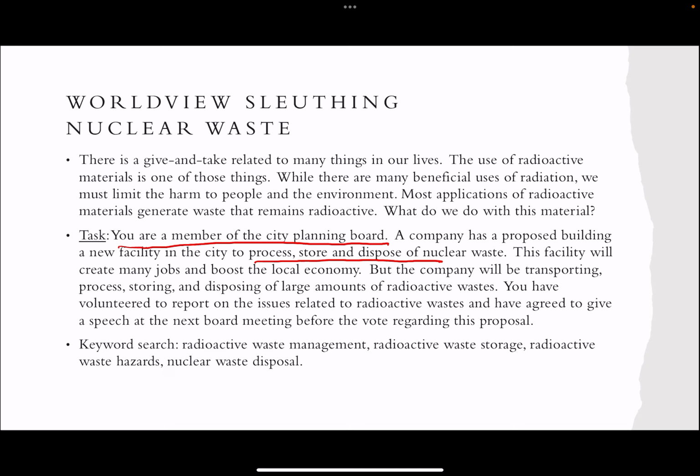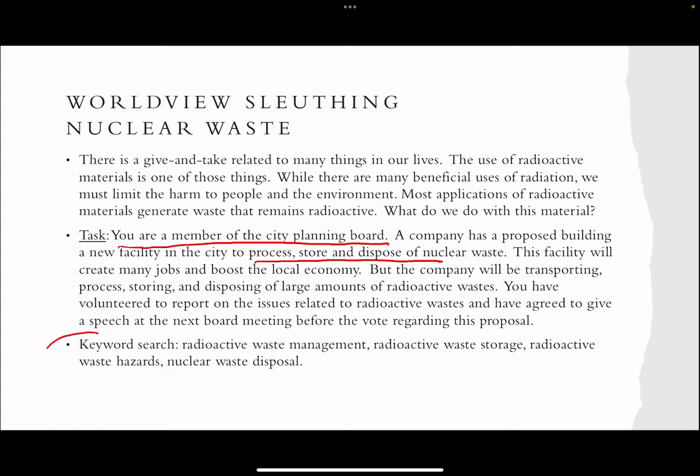So your job as a member of the city planning committee is to tell us about the pros and the cons of this facility. You're not specifically taking a side. They're going to give a vote on it at the next city council meeting, and so you are going to gather information to present to your colleagues about this.